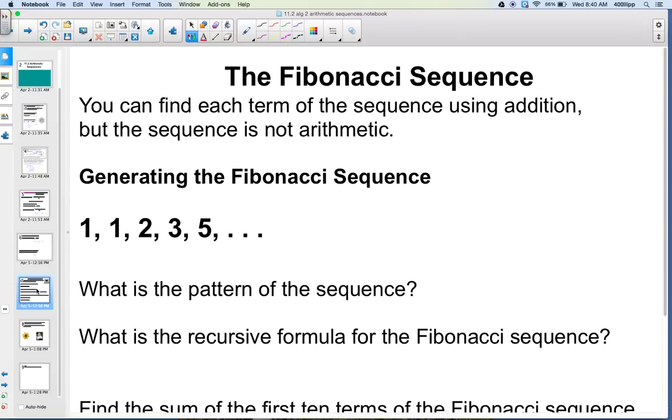Okay, and then there's the Fibonacci sequence. This is just a different type of sequence. It's not an arithmetic sequence, so we're not going to go into that too much for this lesson today.